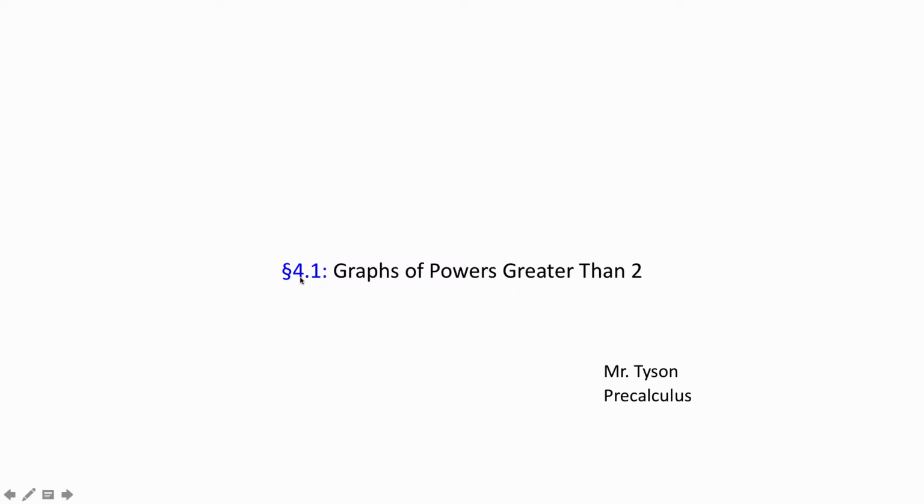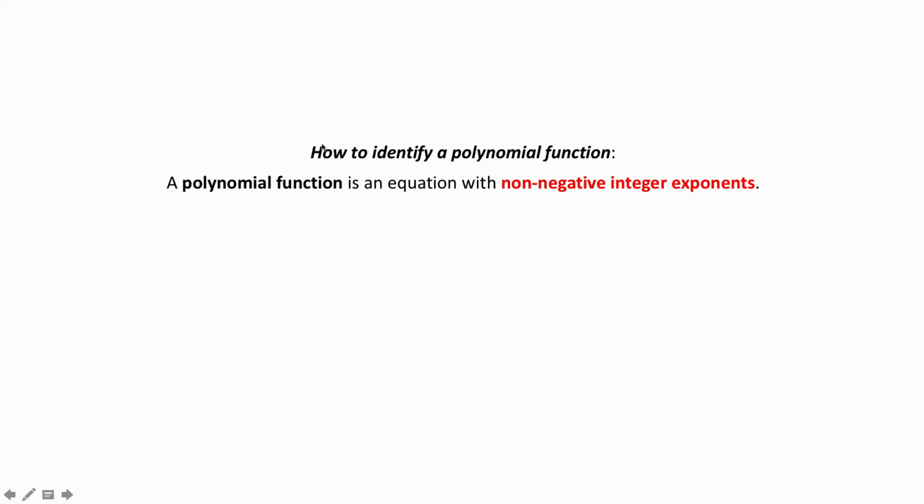Today we're starting chapter 4 with section 1 and we're looking at graphs of powers greater than 2. So in this chapter we're looking at polynomial functions and we want to know how to identify whether something is a polynomial function. So a polynomial function is just an equation or a function that has non-negative integer exponents. So that means all of the terms within our function have to be non-negative, so greater than or equal to 0, and integers, so it can't have fractions, decimals, irrational numbers, and so on as exponents.